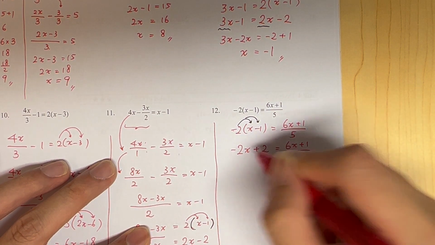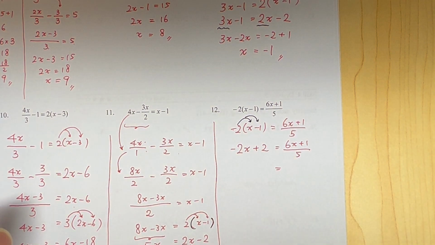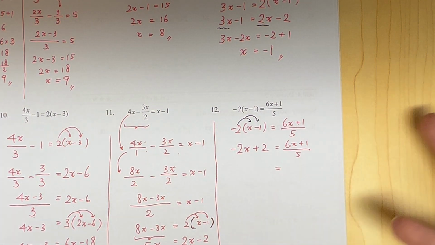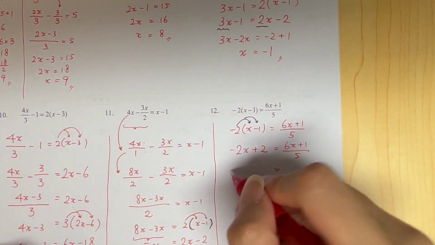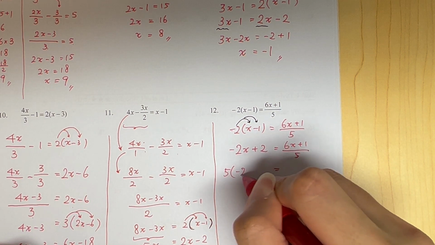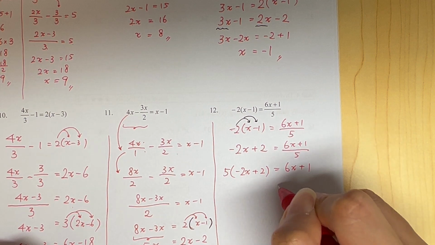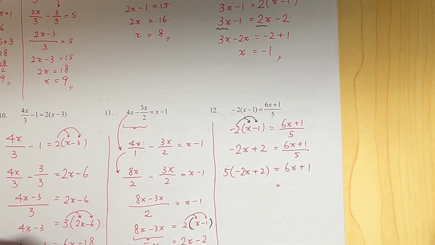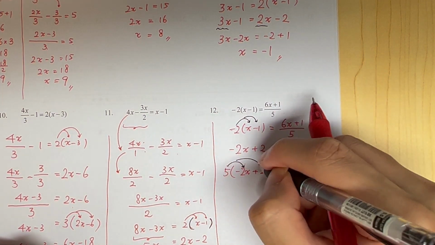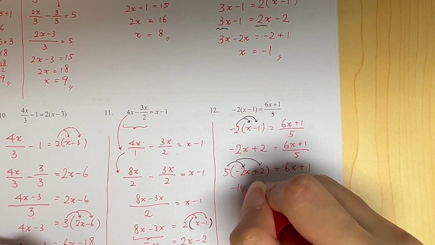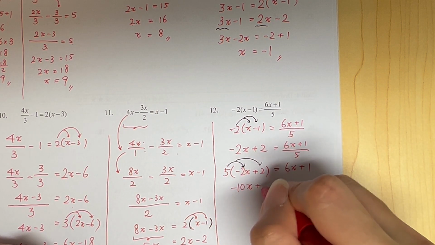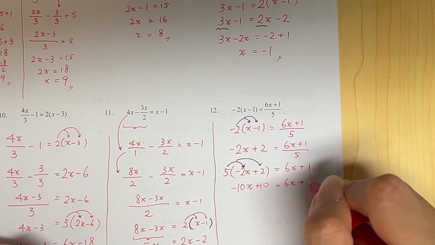After you remove the bracket, you find that it is a little bit more handsome than in the previous stage. So you can move the 5 to the left, and we'll have 5 multiplied by minus 2x plus 2, equals 6x plus 1 on the right. So you can do a rainbow method. That means the removing bracket technique again. So minus 10x plus 10, 6x plus 1.